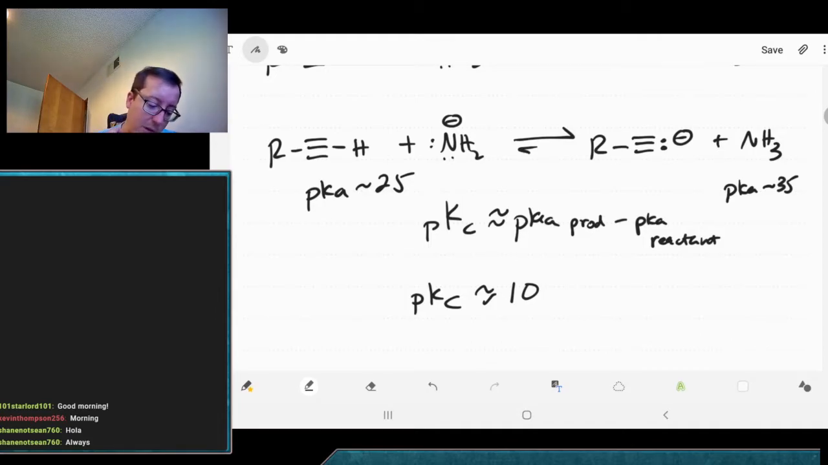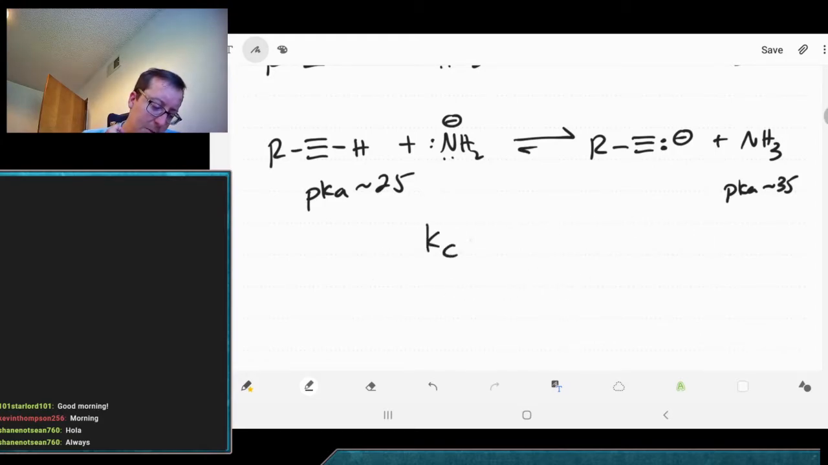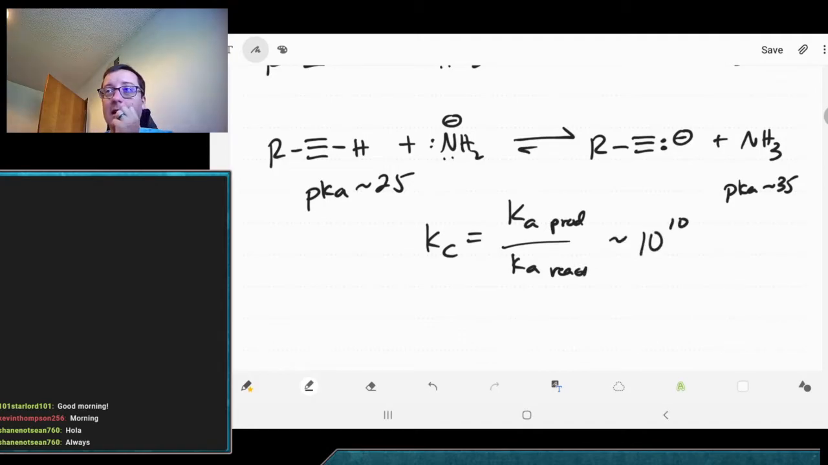Or rather a factor of 10. Let me arrange this a different way. Let's say it's the Kc of your products, or Ka, over your Ka of the reactant. And in this case, that's about 10 to the 10. Right, so pKa is the opposite, right? So we're looking at a factor of about a 10 billion fold here.